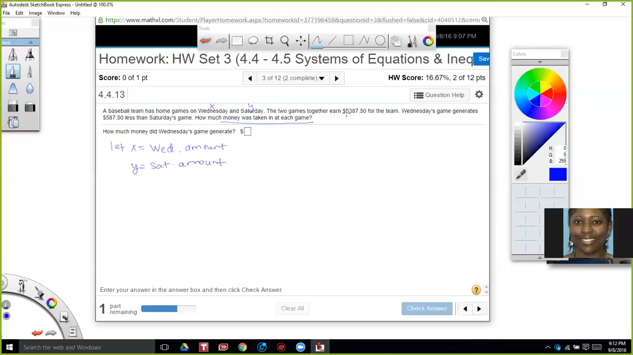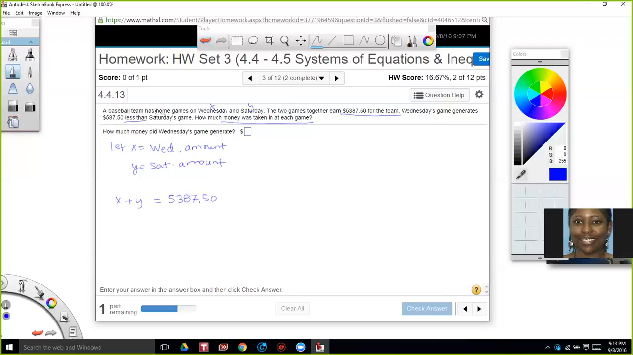It says the two games together earn $5,387.50 for the team. Okay, together. So that's what you earn on Wednesday plus on Saturday will equal this total. So this is where your one equation comes from: x plus y is equal to $5,387.50. It says Wednesday's game generates $587.50 less than Saturday's game.